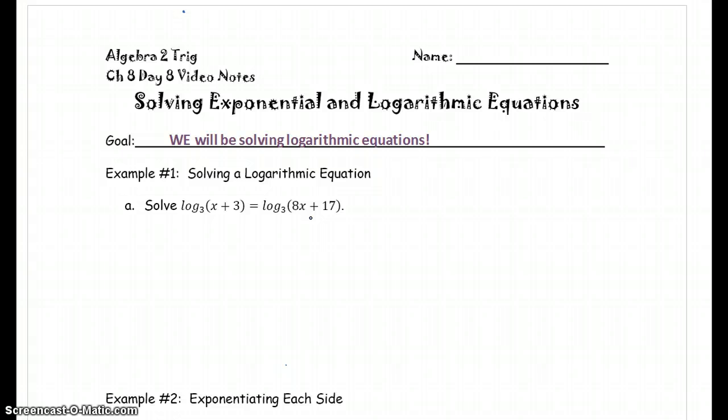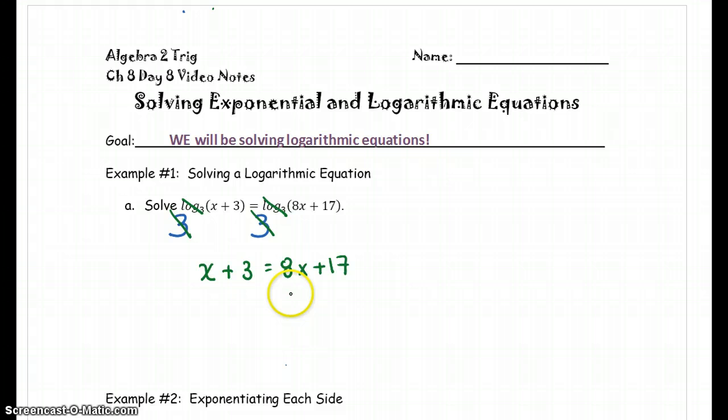Well, one way we can get rid of a log base 3 is if we exponentiate both sides with a base of 3. So I'm going to go ahead and make this a base of 3. Notice that I'm writing it pretty big because it is a base, and this log base 3 then kind of becomes an exponent actually of the base. And what we've learned before is a log base 3 and a base 3 cancel each other out. And same thing goes on the other side, and we are left with just x plus 3 equals 8x plus 17. And then it becomes an algebra 1 problem.